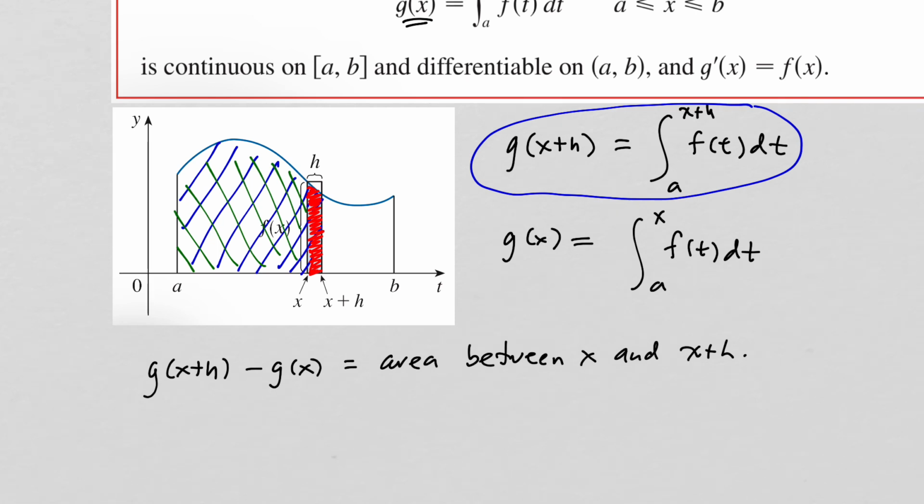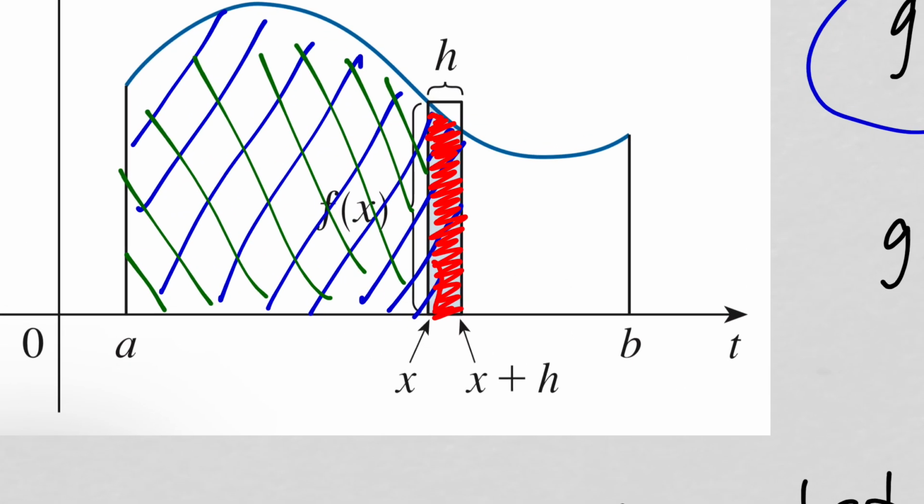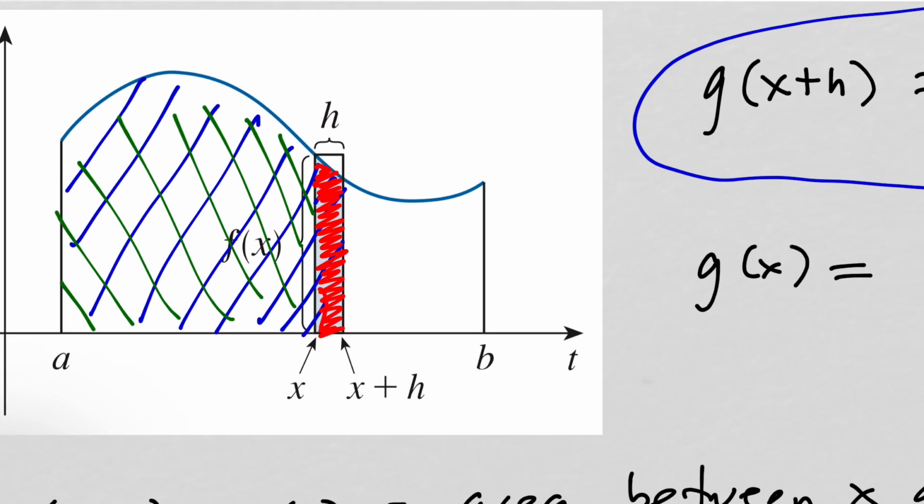Now I'm going to say that this area, g of x plus h minus g of x, can be approximated, let's take a look here, this red area can be approximated by the area of this rectangle. And what is the area of this rectangle?